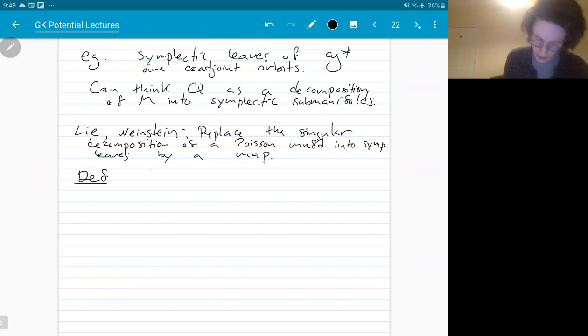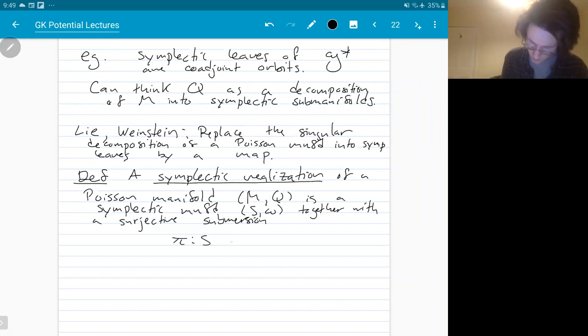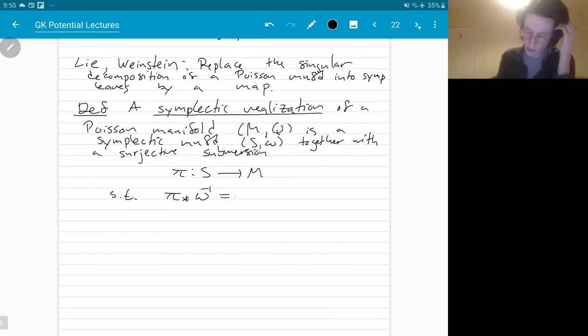So the idea is that a symplectic realization of a Poisson manifold (M, Q) is a symplectic manifold, say (S, omega), together with a surjective submersion pi from S to M, such that if we take the symplectic form on S, invert it to get a Poisson structure, and push it forward, it pushes forward to Q.